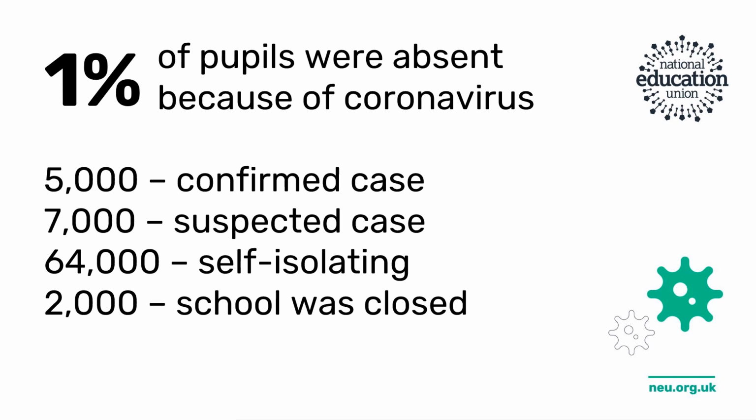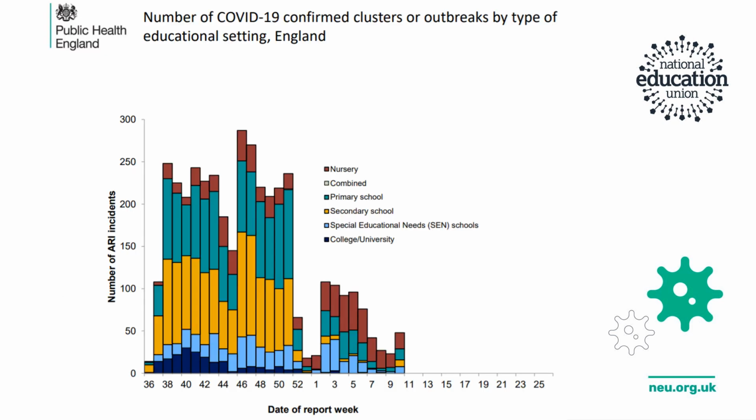64,000 were at home self-isolating, and about half of those were close contacts of a school case, and about half of them were close contacts of a family case, so not sent home by school. 2,000 students were at home because their school was closed. Given the average size of a primary school, that may be 8 or 9 primary schools being closed. And on the next chart, we say a little more about that.